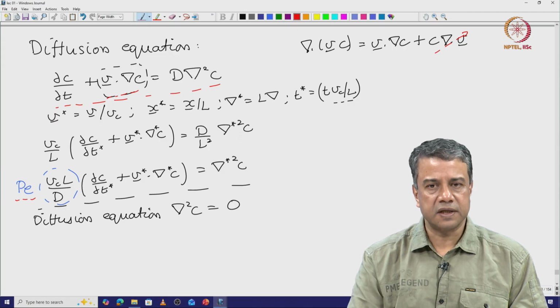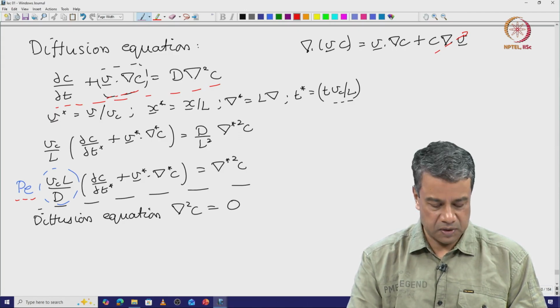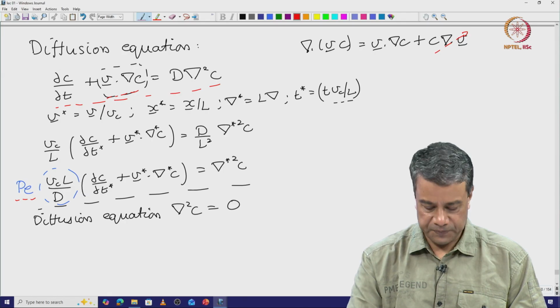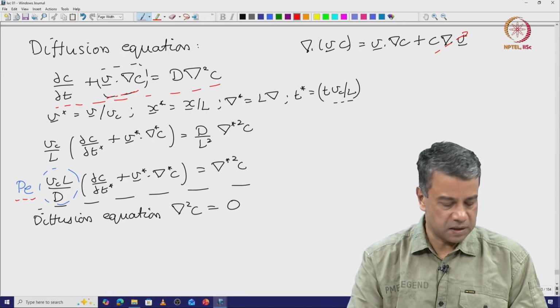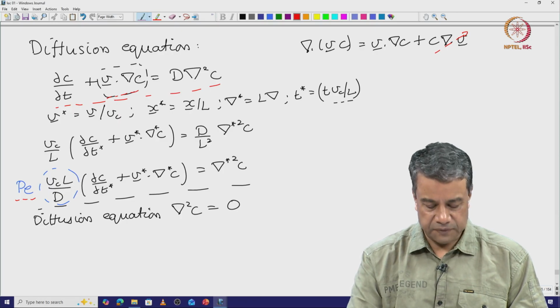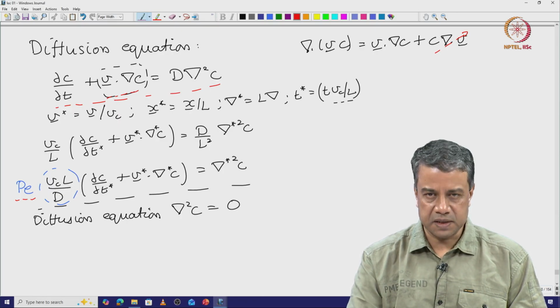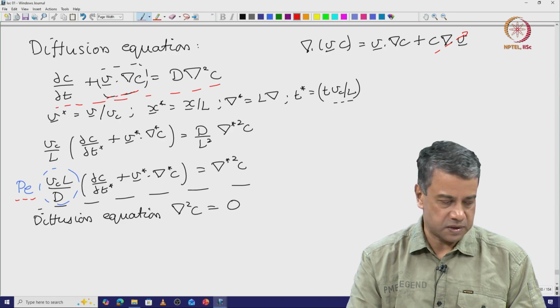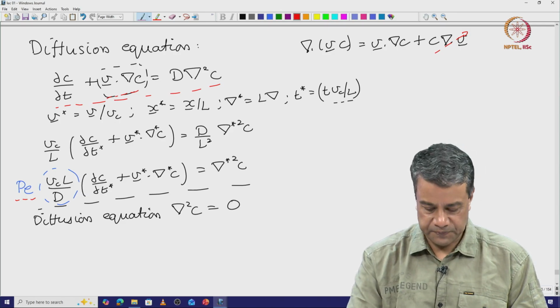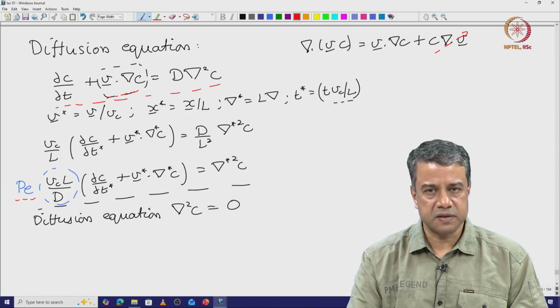And for flows of sufficiently small characteristic velocity or sufficiently small characteristic length, the Peclet number is small, and therefore you can neglect the left side of this equation compared to the right side. The diffusion equation is basically the Laplacian of the concentration field equal to 0, or the Laplacian of the temperature field equal to 0. This has to be solved in general in 3 dimensions.